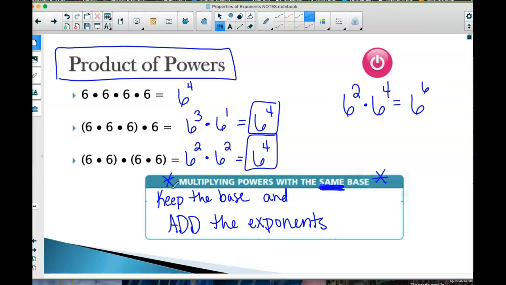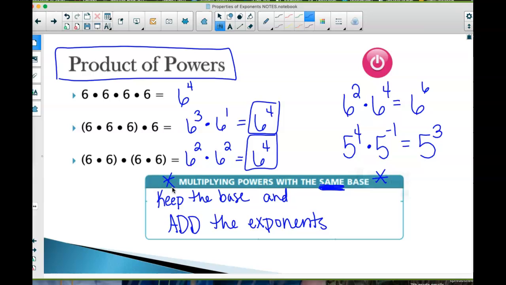Now, if it's, let's say, 5 to the 4th power times 5 to the negative 1st power. Again, it's the same base, so we're going to keep the base, and we're going to add the exponents. 4 plus negative 1 is 3. So it'd be 5 to the third power.